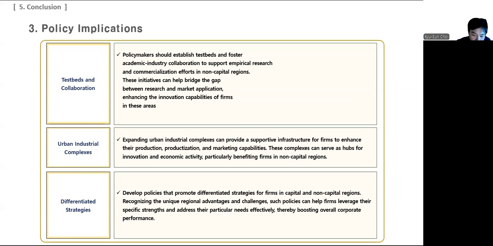Lastly, developing differentiated strategies for capital and non-capital regions is still crucial to help firms leverage their strengths and address specific needs. So in conclusion, these policy recommendations highlight the need for collaborative testbeds and urban industrial complexes, and this is my policy implication.